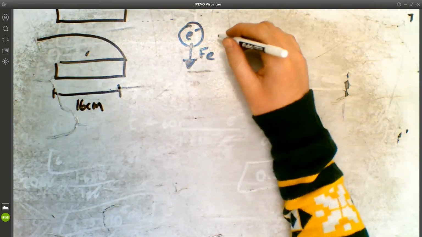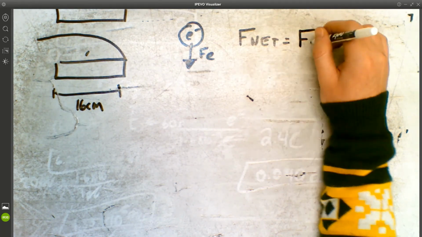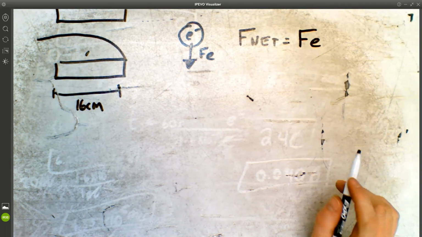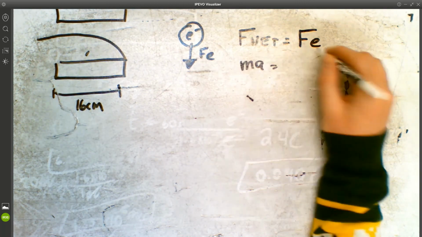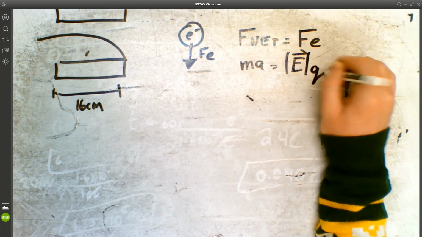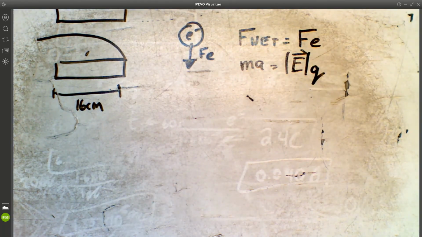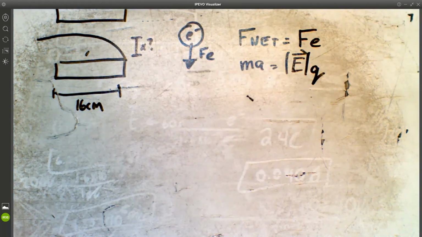So we can write an F-net equation for this. If we don't need gravity because gravity is too small, we can say that F-net equals Fe. This is mass times acceleration, and this is our electric field times our charge. We can figure out information about that, but we want to determine the vertical displacement of the electron as it travels through the plates. That's what we're trying to figure out.